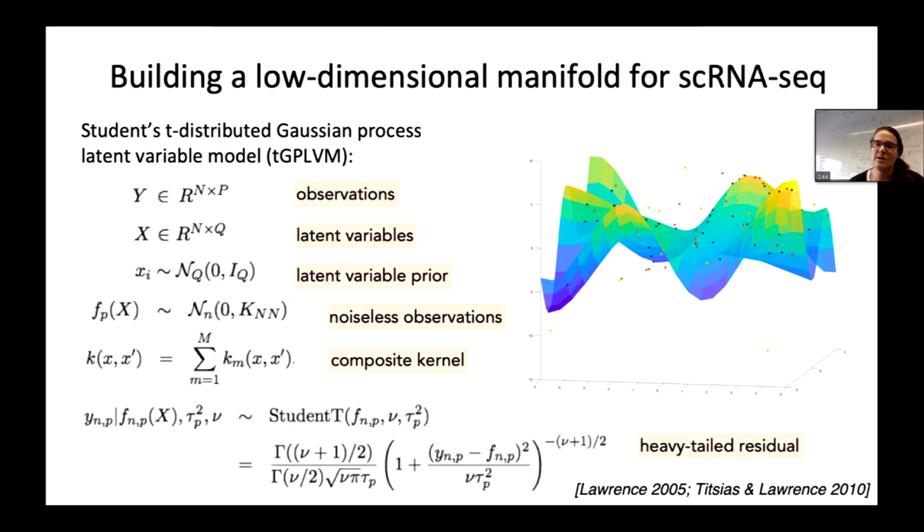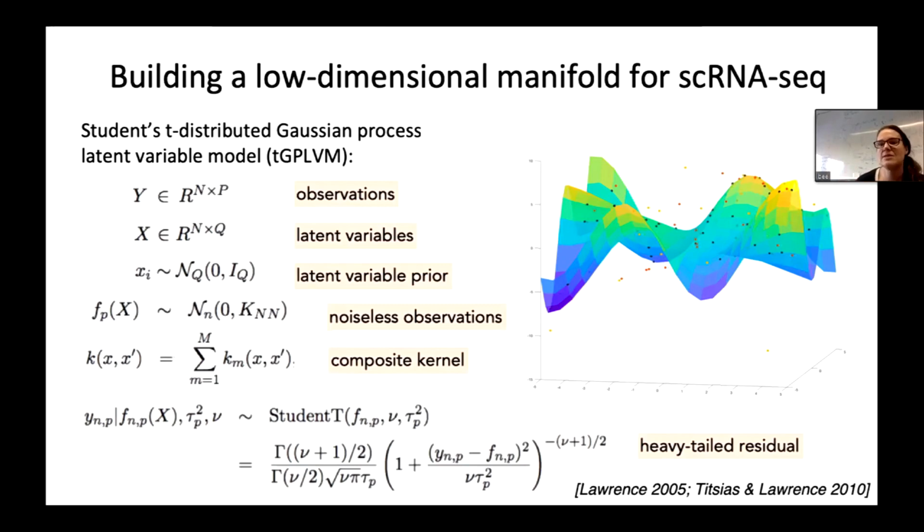The thing that we do differently from the standard GPLVM, specific to single-cell RNA sequencing, is we add this heavy-tailed residual. So when we think about projecting this noiseless observation, this f of x, up to the actual true observation, y, instead of having a Gaussian residual, which is fairly standard, we have a student t-distribution. And that means these points can lie fairly far from the actual manifold itself without drawing the manifold away from where it should be. In other words, we can have outliers in this space.